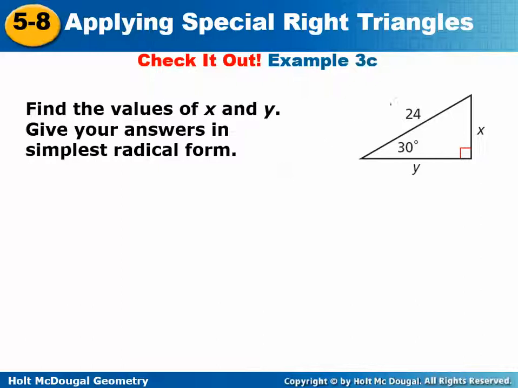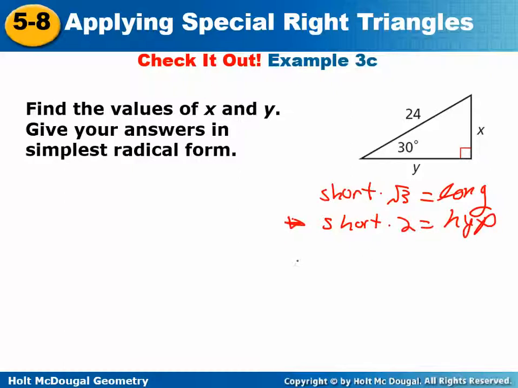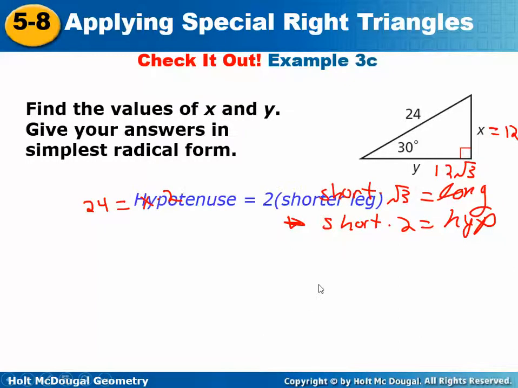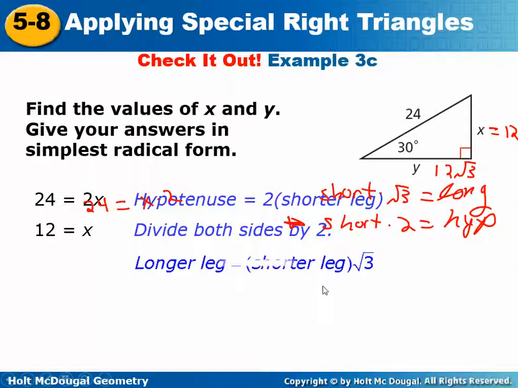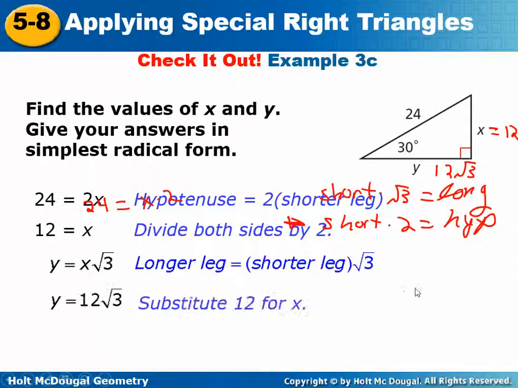In this one, we're given the hypotenuse. So I have to remember my relationships. Short leg times square root of 3 equals long leg. Short leg times 2 equals hypotenuse. So if they're giving me the hypotenuse, I want to use this formula. The hypotenuse is 24. I know that's equal to the short leg of x times 2. So the short leg is just going to be 12. Once you know the short leg, just take that times the square root of 3 to get the long leg. So they're going to get the same answers I got by writing out the equations.